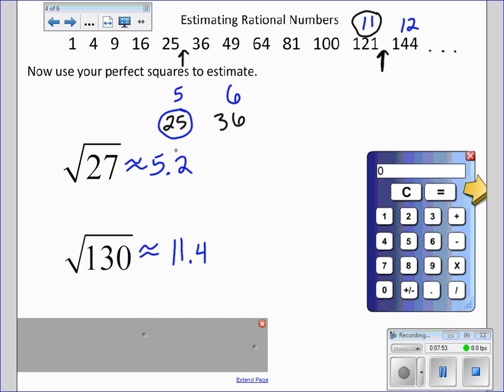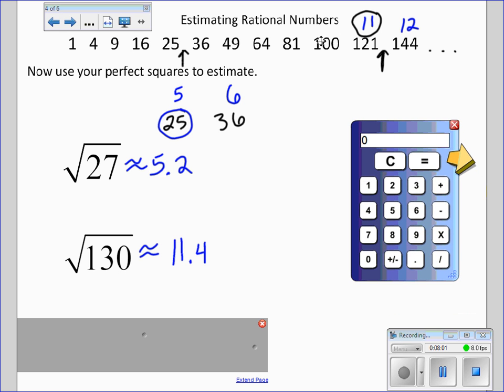In class, we will then take these approximations and graph them on number lines. If tonight or tomorrow you struggle with using the perfect squares and want to use your calculator, you can also do the same thing. Those are available as well. So I hope that helped get the basics of estimating irrational numbers.